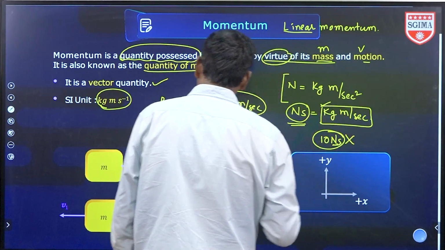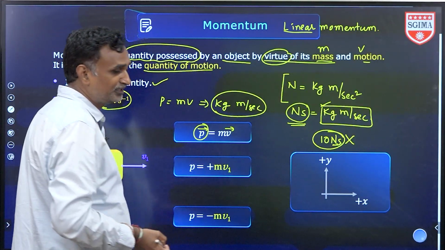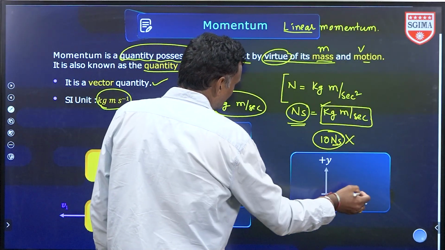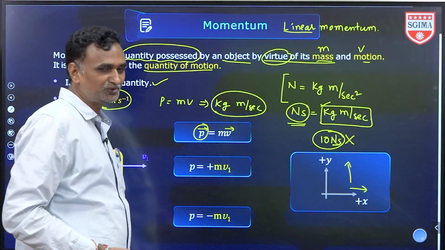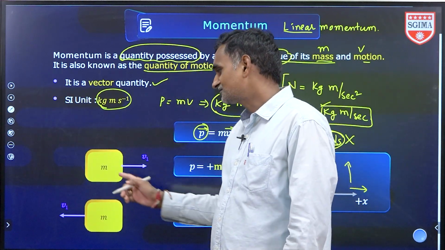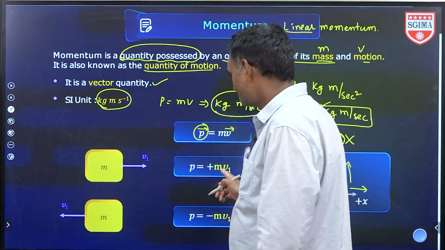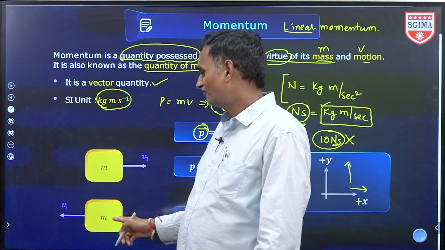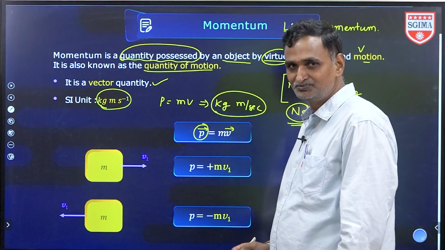Next, being a vector, definitely its direction must be indicated here, because both magnitude and direction must be there. So here it is explained that this is the positive x-axis, this is the positive y-axis, and if it is going to the left side, it is negative. Here is one situation we have seen: one object is going right side, so along the positive x-axis. That is expressed as p equals plus mv1. And next, if the same body is going along the negative x-axis, its momentum is given as minus mv1, right?